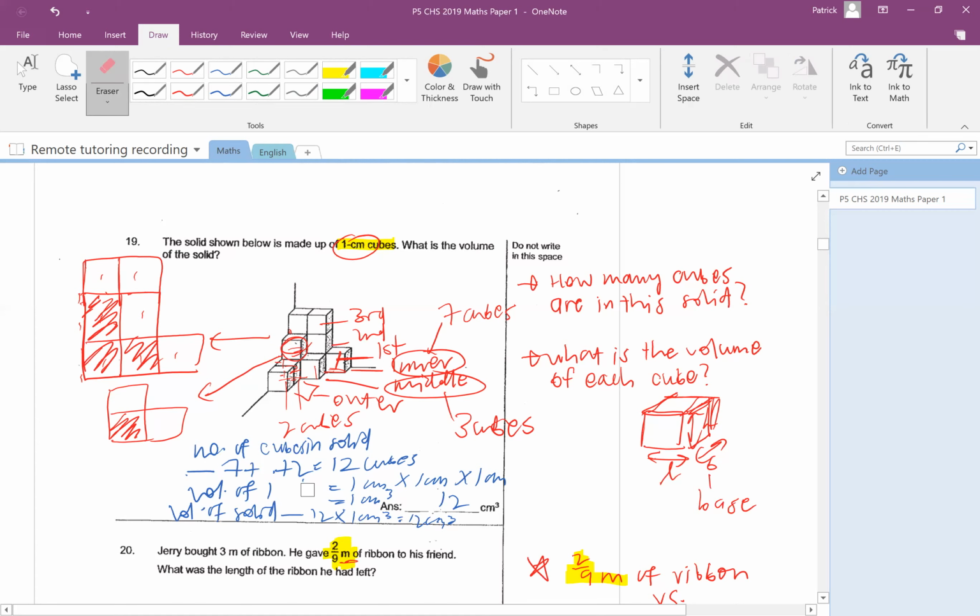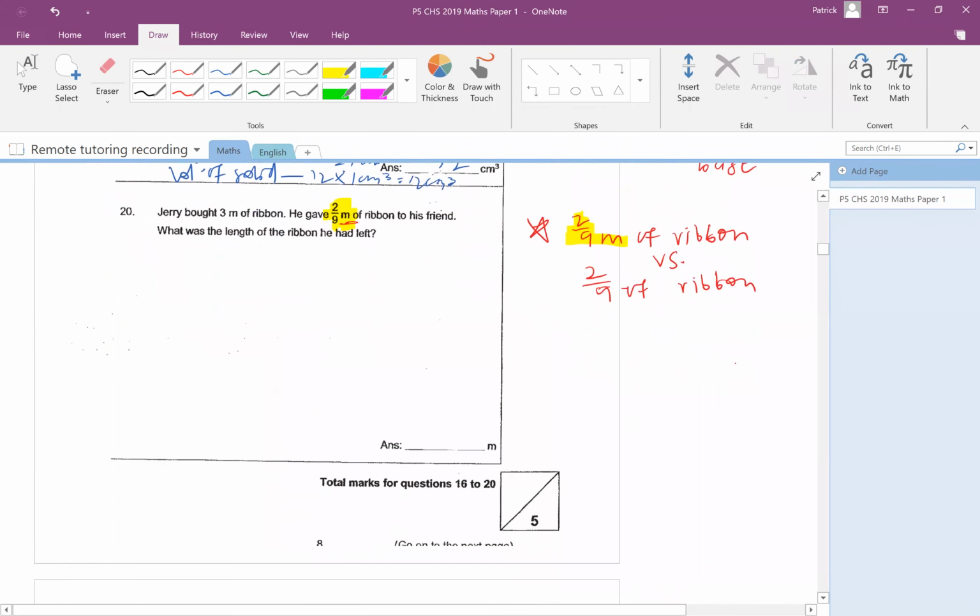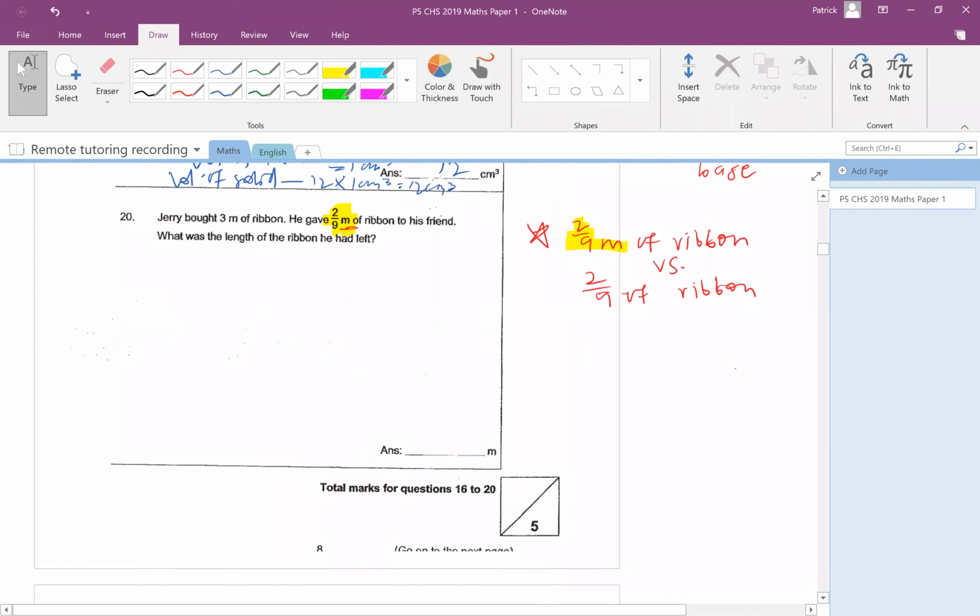So if you understand this, then I will move on to the next question. Question 20. Jerry bought 3 meters of ribbon. He gave 2/9 meters of ribbon to his friend. What was the length of the ribbon he had left? So there's a key learning point here, something that a lot of people might misread.